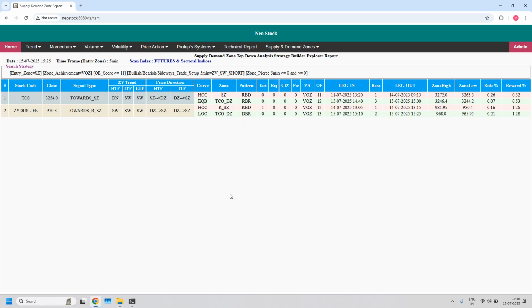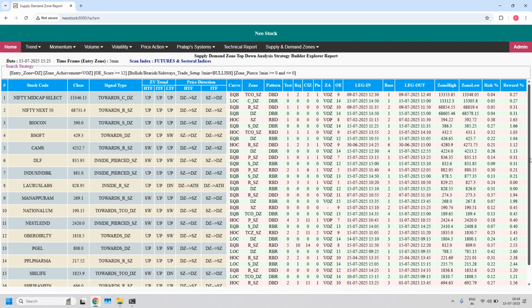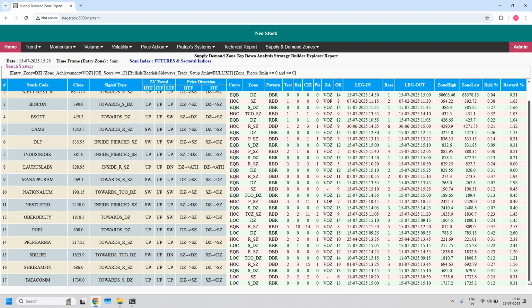Okay, next bullish trade setup for hourly income trade. Entry zone is 5 minutes demand zone, here bullish, and minimum order enhance score 12. We got 17 stocks. So first 15 stocks in the list. Entry time frame zones are 5 minutes demand zones in all these stocks. I am scrolling the list down. So total 17 stocks are filtered.